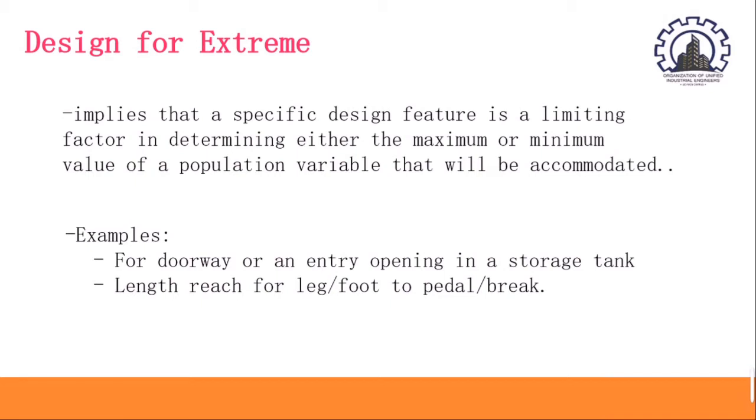Reaches for such things as a brake pedal or control knob are designed for the minimum individual, that is, a 5th percentile female leg or arm length. Then 95% of all females and practically all males will have a longer reach and will be able to activate the pedal or control.